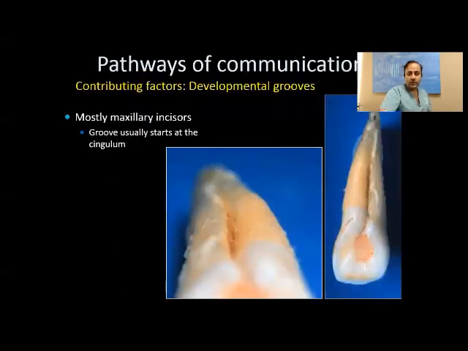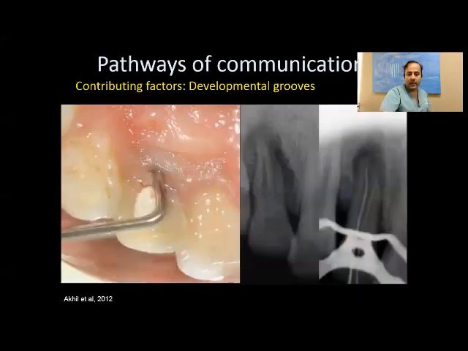Another pathway of communication, or those who can contribute to this game, is the developmental grooves. These are mostly for the maxillary incisors, and these grooves usually start from the cingulum, and yet they can mimic an endo or a perio problem. To remind you, mostly in the maxillary incisor, there's a groove that usually starts at the cingulum and extends all the way to the apical portion. And obviously the bacteria can breach through the epithelial attachment and cause the periodontal pocket that follows the groove.